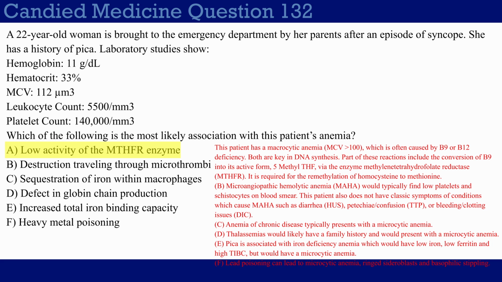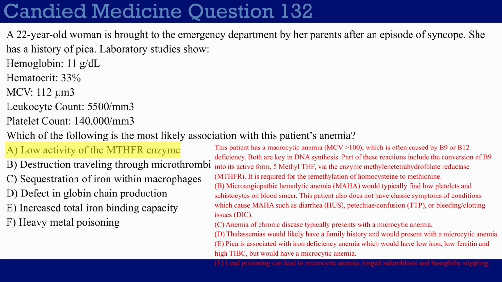Choice C, sequestration of iron within macrophages. This is referring to anemia of chronic disease. I mean, this patient isn't mentioned to have any sort of long-term health problem that would cause this. And once again, it wouldn't have a macrocytic anemia. If anything, it would have a microcytic anemia. Sometimes it's normocytic, but the point is that it probably wouldn't be macrocytic. Very, very unlikely.